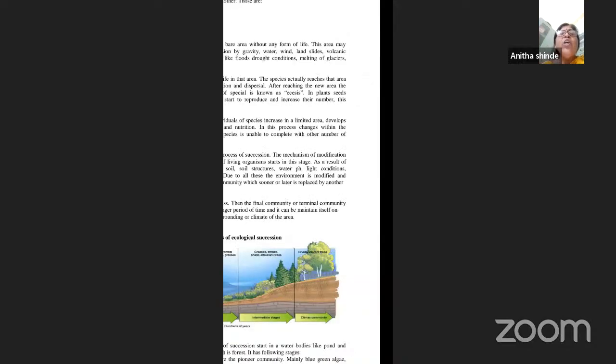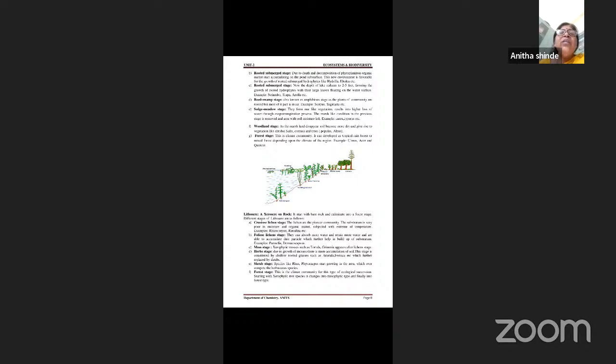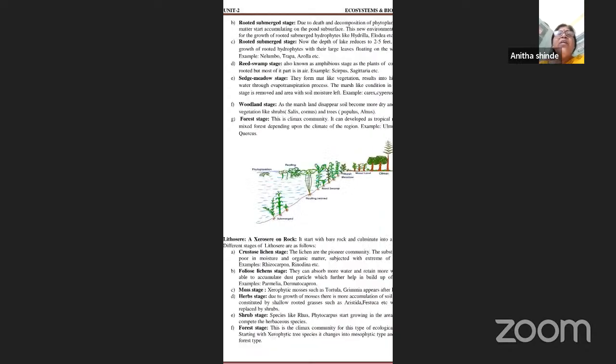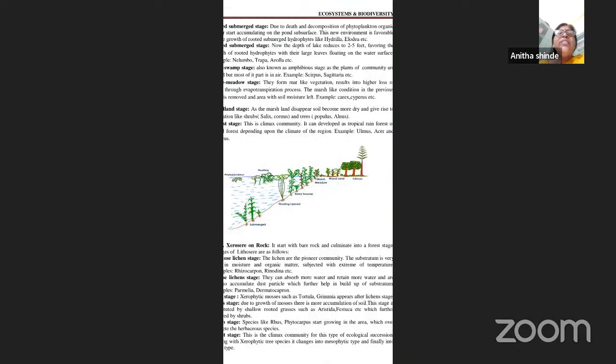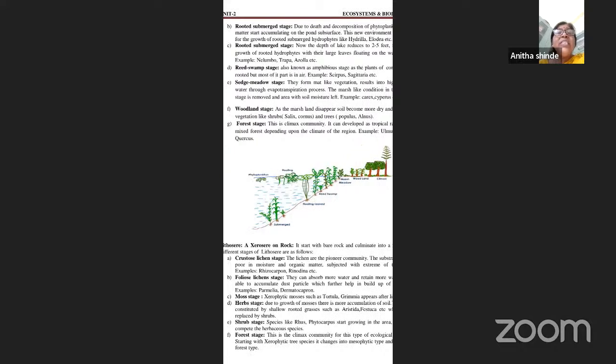The second one is the rooted submerged stage. Here you have the small hydrophytes like hydrilla, elodea, and so on. Next is the rooted floating stage. Apart from hydrilla and elodea, you also have Nelumbo, Trapa, and Azolla. Then after the rooted floating stage, you have the reed swamp stage, the amphibious stage, which can live both in water as well as on land. Examples are Sagittaria and Scirpus. These are the plants which invade the ponds.